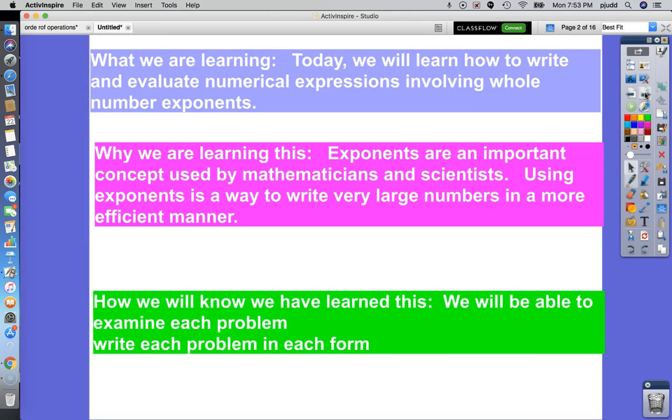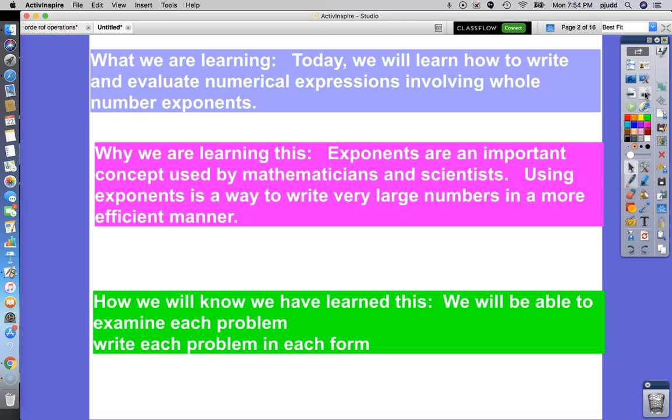So here we go. Taking a look at what are we learning? Well, today we're going to learn how to write and evaluate numerical expressions involving whole number exponents. Why are we learning this? Well, exponents are an important concept used by mathematicians and scientists.